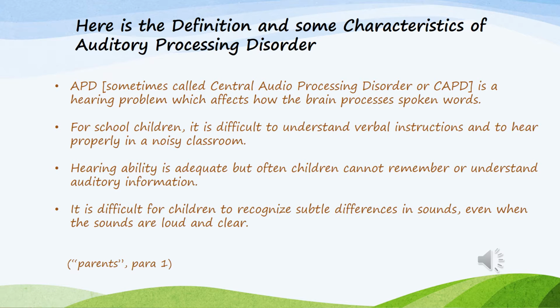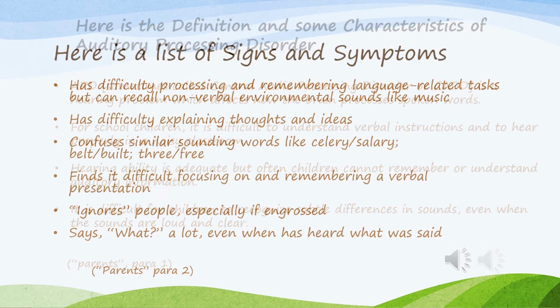APD, sometimes called Central Auditory Processing Disorder, or CAPD, is a hearing problem which affects how the brain processes spoken words. For school children, it is difficult to understand verbal instructions and to hear properly in a noisy classroom. Hearing ability is adequate, but often children cannot remember or understand auditory information. It is difficult for children to recognize subtle differences in sounds, even when the sounds are loud.